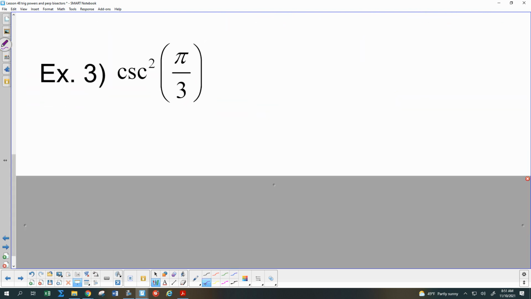Next, cosecant. Cosecant is 1 over what? So we're going to write that down first. So that's going to be 1 over the sine of pi over 3. And then we need to square that.